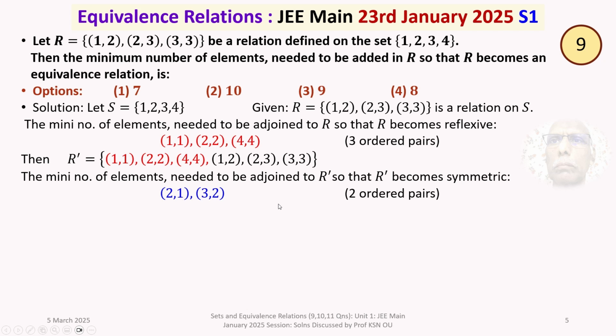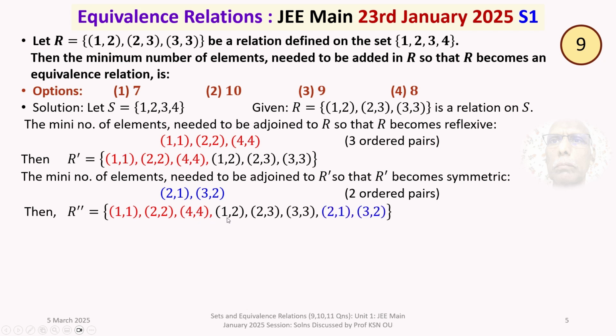Now you adjoin, then the resulting relation is R double prime equal to (1, 1), (2, 2), (4, 4), (1, 2), (2, 3), (3, 3). And these are the 2 elements which we have added, (2, 1), (3, 2). Now look at this R double prime. Is it transitive? Now see, (1, 2) belongs to R double prime, (2, 3) belongs to R double prime, and to be transitive, (1, 2) and (2, 3) when composed, you will get (1, 3). Is (1, 3) in this? No. So we have to adjoin that element.